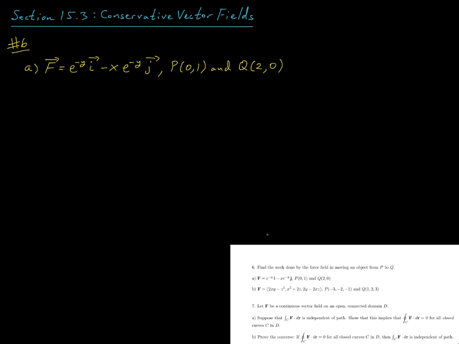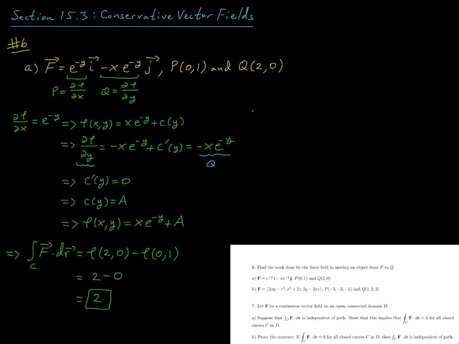And notice the problem does not specify a path from P to Q, which suggests that the line integral that we'll use to compute the work is independent of path. And from the last video, that then would imply that this vector field F is conservative. So we'll start by finding a potential function, phi, and we can do that in much the same way we've done a couple other problems so far up to this point.